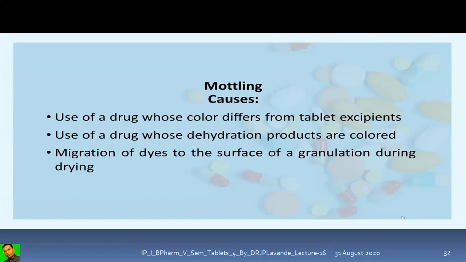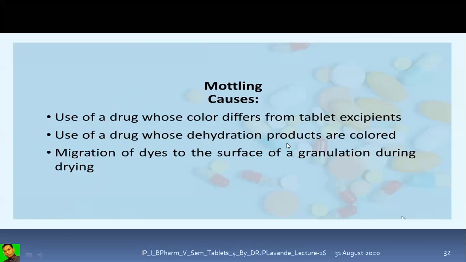The use of a drug whose color differs from the tablet excipients, the use of a drug whose dehydration products are colored ones, and migration of the dyes to the surface of the granulation during the process of drying. So all these three different reasons cause the process of mottling. What are these? The use of a drug whose color differs from the tablet excipient: the color which we had added into the tablet excipients, and the color which we are using for coloring of the tablet during the process of coating. If these are different, that will lead to the mottling.